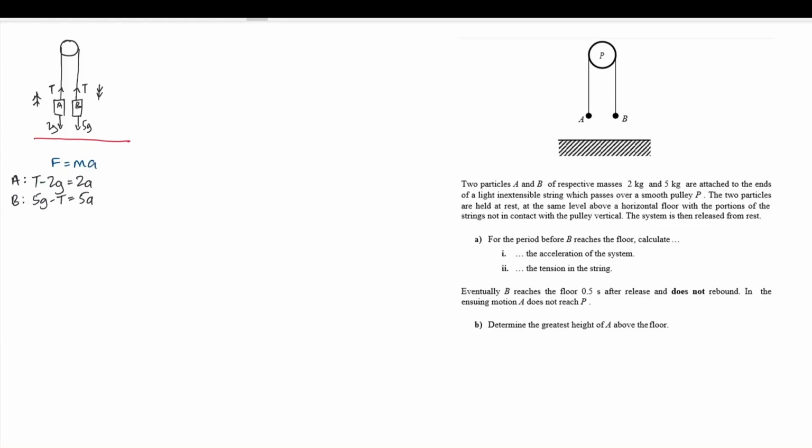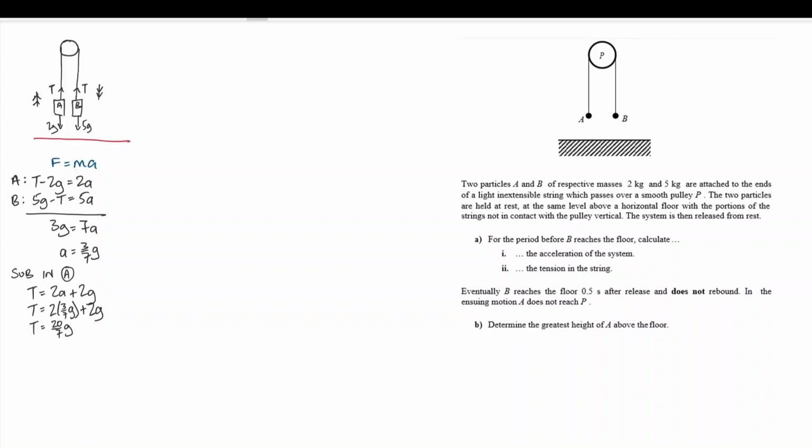From these two equations, in this form, we can easily find the acceleration. We're just going to add the left-hand sides and add the right-hand sides, and we get 3G equals 7A. A equals 3 over 7G. Now let's substitute this into A to find the tension. T equals 2A plus 2G. 2 times 3 over 7G plus 2G simplifies out to 20 over 7G. The acceleration is 3 over 7G. The tension is 20 over 7G.